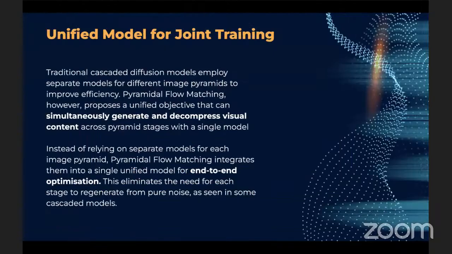Unified model for joint training. This is another key advantage which is provided by pyramidal flow matching. Traditional cascaded diffusion models employ separate models for different image pyramids to improve efficiency. Pyramidal flow matching proposes a unified objective that can simultaneously generate and decompress visual content across pyramid stages with a single model. Instead of relying on separate models for each pyramid, pyramidal flow matching integrates them into a single unified model for end to end optimization.